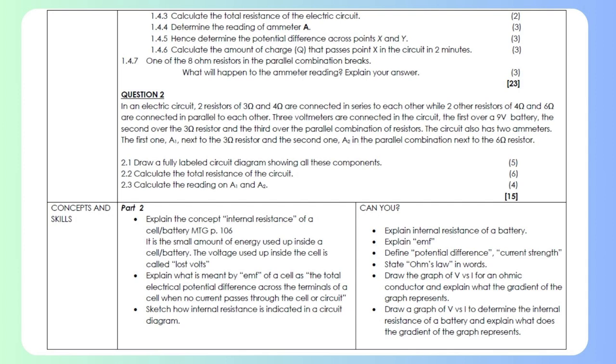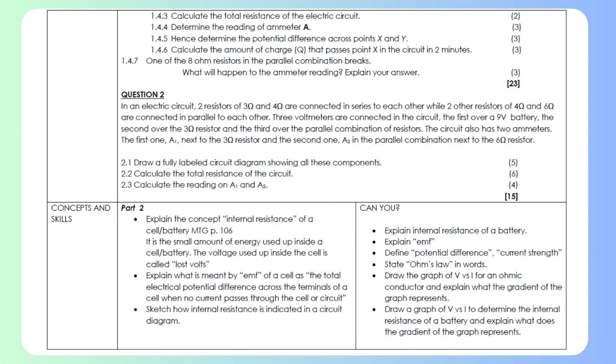Explain what is meant by EMF of a cell as the total electrical potential difference across the terminals of a cell when no current passes through the cell or circuit. Sketch how internal resistance is indicated in a circuit diagram. Can you explain internal resistance of a battery? Explain EMF. Define potential difference, current strength.